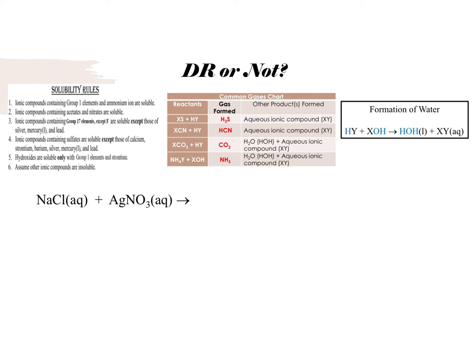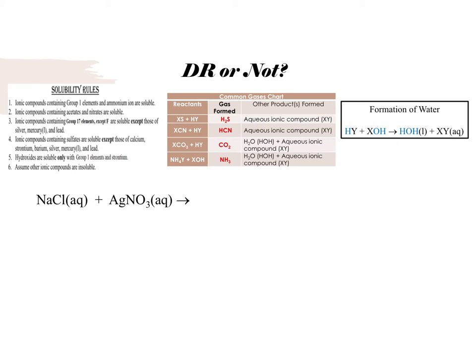In part 2 of lecture 3, we're just going to be practicing, mostly you're going to be practicing, and then checking to see if you're getting it. These reactants are in a double replacement, where we have a compound reacting with a compound. First, you would come up with the products, and then you're going to look at your solubility rules, your common gas chart, formation of water.